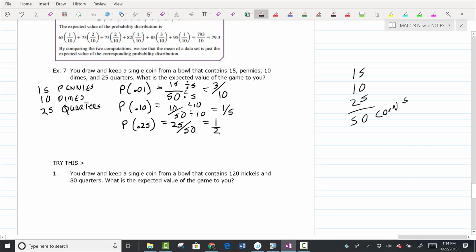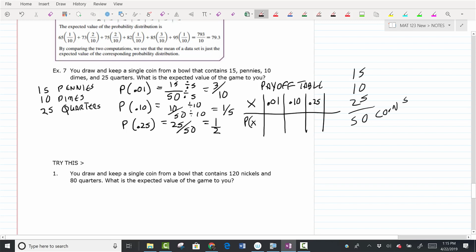Now we're going to make a payoff table on this also. There's no betting on this, you always win. So your payoff table would go like this. There are 3 possibilities: you can win 1 cent, or 10 cents, or 25 cents. Then you just do those individual probabilities. So the random variable is X, and then we're doing the individual probabilities.